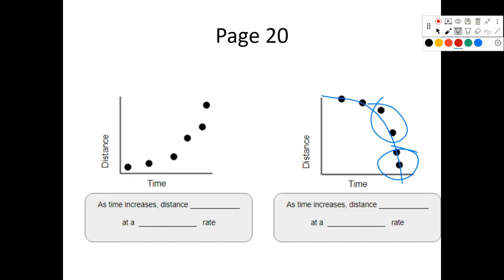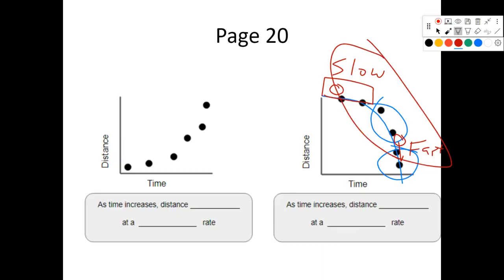So let's do our analysis again. If we put a marble on the ramp and let it roll down from here, it wouldn't roll down super quick. It would roll down slow. And if I put a marble on the ramp right here and let it roll down, it would go really fast. So I'm going from slow to fast. Okay, so as time increases, distance decreases. At a slow to fast is a faster rate.